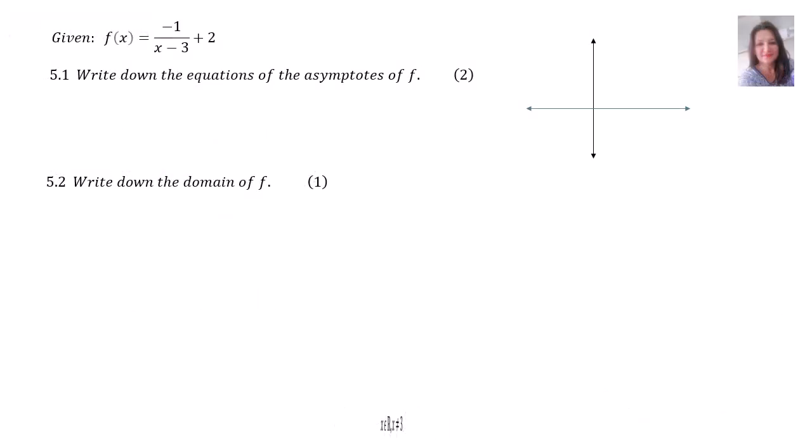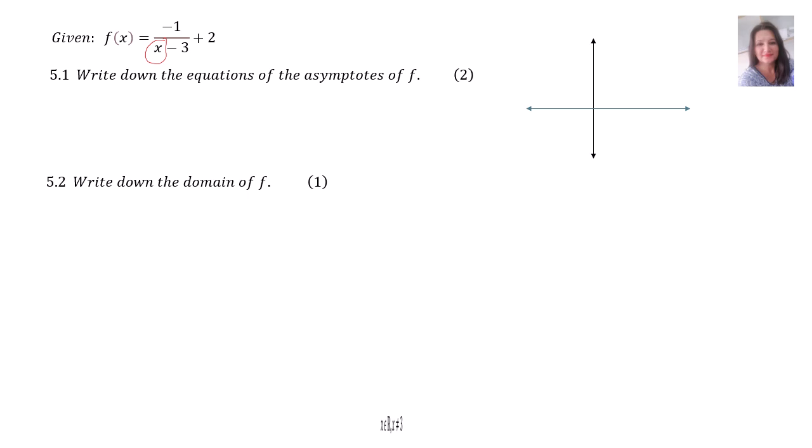So on number 5, given f of x is equal to minus 1 over x minus 3, plus 2. And then 5.1, write down the equations of the asymptotes of f. Now, first of all, can you see they don't tell you what type of function it is, but this is a hyperbola, and you know that because the x is under the line, it is the denominator. This is how you recognize this to be a hyperbola.